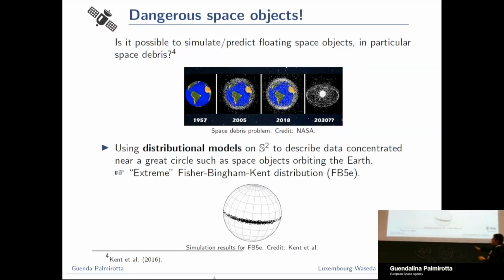And you can see here the simulation results. We have these oval density banana shapes. And by ESA, in the Space Debris Office, these models were approved. So it is a good model to really simulate space debris. So this is one way, for example, to simulate or predict space objects, in particular space debris.